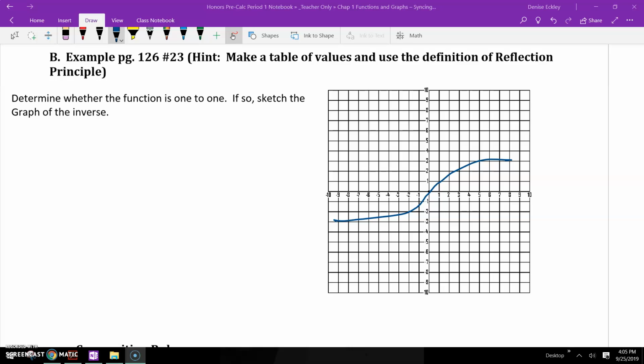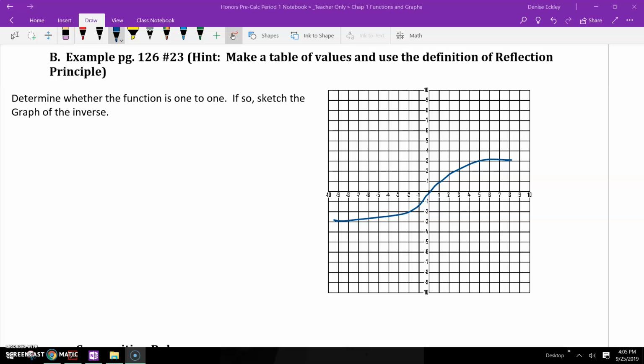Page 126, number 23. Determine whether the function is 1 to 1. If so, sketch the graph of the inverse. Okay, now I gave you a hint: make a table of values and use the definition of the reflection principle. So the idea is to first check to see if the function is 1 to 1.